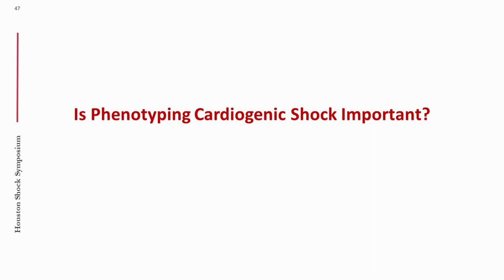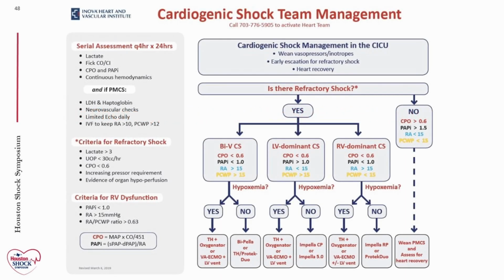So is phenotyping of shock important? Well, probably yes. And I'm sure over the next 3 days, you're going to see a lot of different algorithms for treatment. But I just picked the INOVA one as an example, that certain types of phenotyping are very important. As you see in the middle row, the algorithms depend on whether there's isolated LV dominant, RV dominant, or BiV dominant. So this is an example of where phenotyping has become important in many of the algorithms.